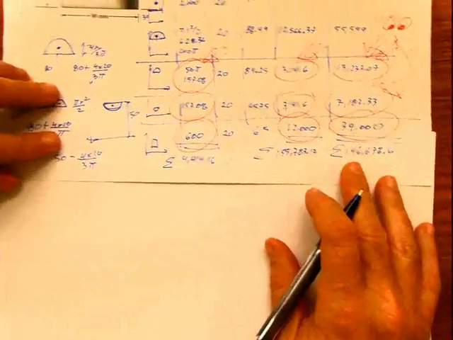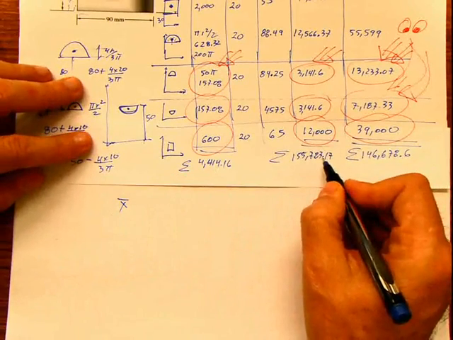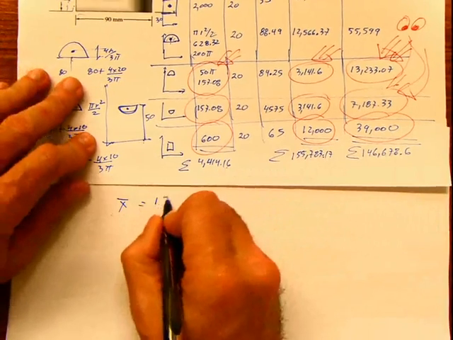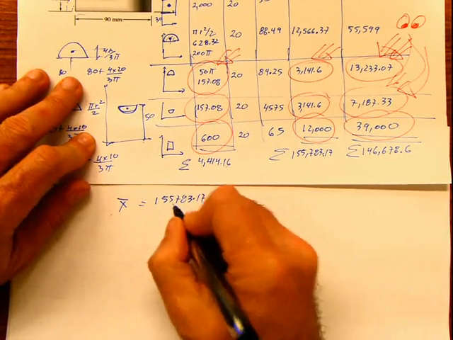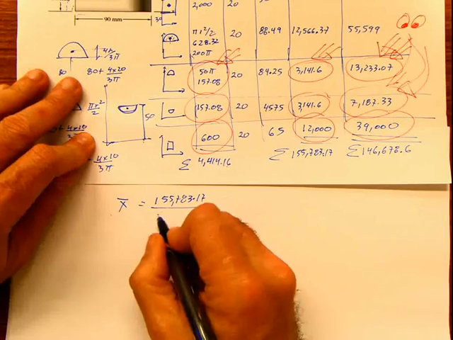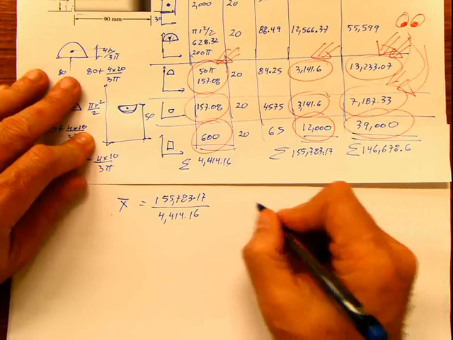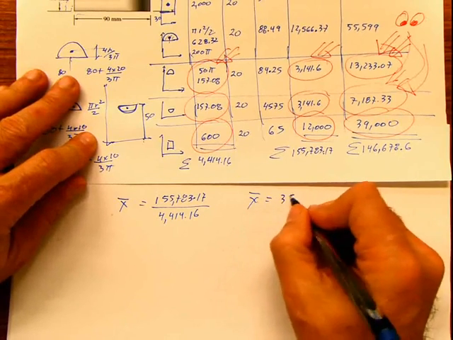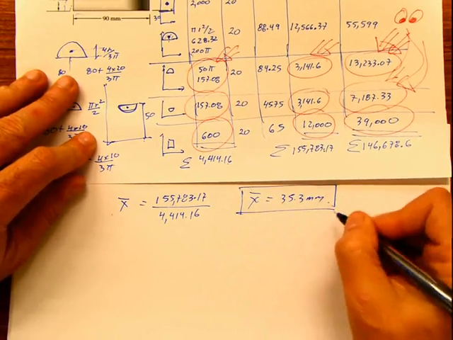if I want my X bar, get this value and divide by this value: 155,783.17 divided by the summation of the areas, 4,414.16, and that gives X bar of 35.3 millimeters. Units, boxed.